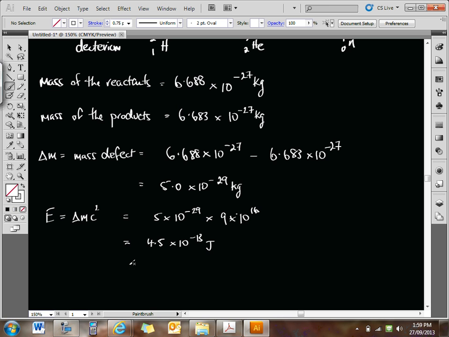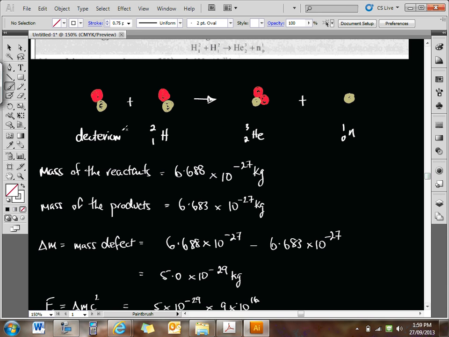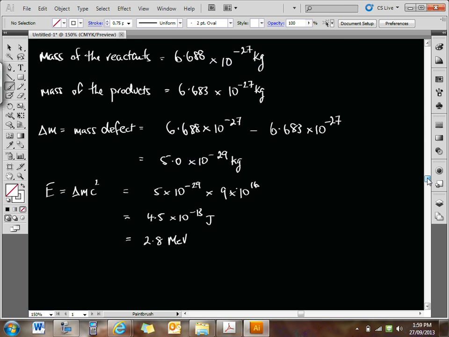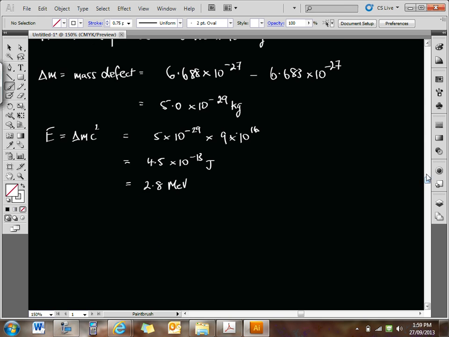Joules isn't a unit that we use or relate to in atomic physics, so we change it to eV, and it works out to be 2.8 million, or mega electron volts. So we have one reaction between a deuterium nucleus and a deuterium nucleus, a nuclear reaction where they're fused together to form a helium nucleus, helium-3, and a neutron, and we've got 2.8 million electron volts of energy released. This is a massive amount of energy compared to chemical reactions.